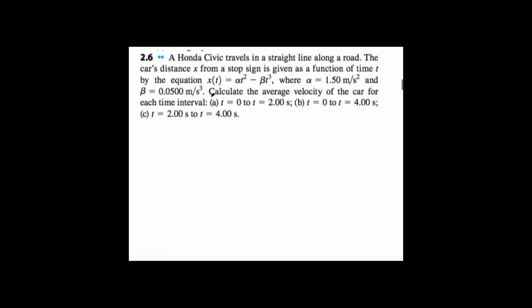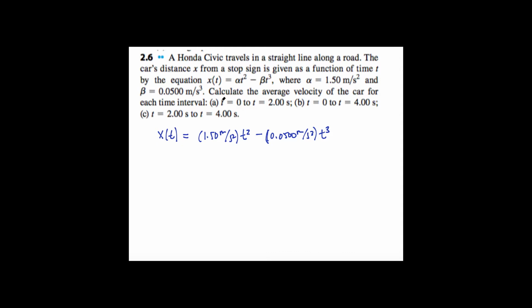So I'm going to start by rewriting my function with these values substituted. So x of t will be equal to alpha, which is 1.50 meters per second squared, times the square of time, minus beta, which is 0.0500 meters per second cubed, multiplied by the cube of time.